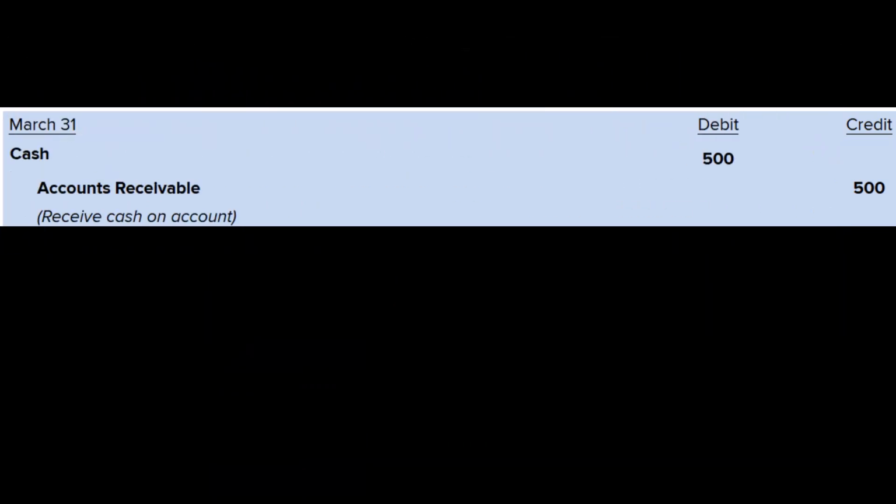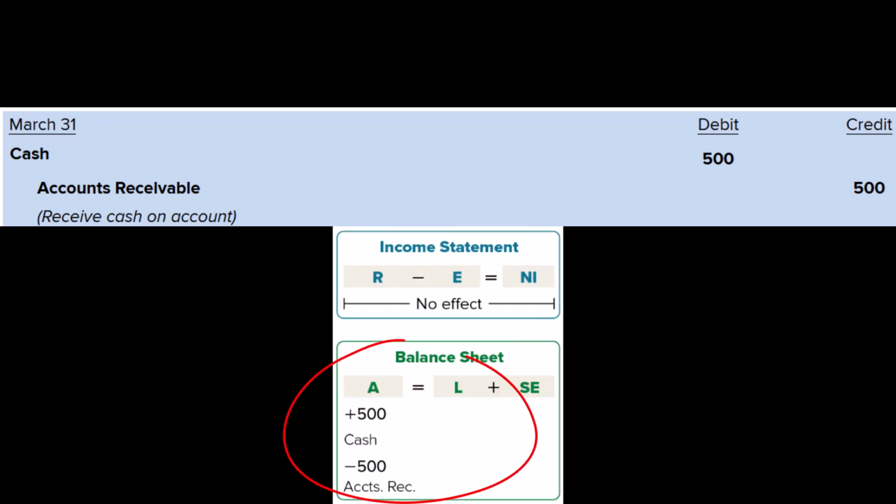Later, on the 31st of March, when the customer pays the $500 they owe, the company makes another entry, a debit to cash for $500 and a credit to accounts receivable for $500. The second entry simply swaps one asset, the receivable, for another asset, cash. It has no effect on the income statement. This is the standard, straightforward process. But what happens when things like returns or discounts complicate the collection? That's what we'll explore next.